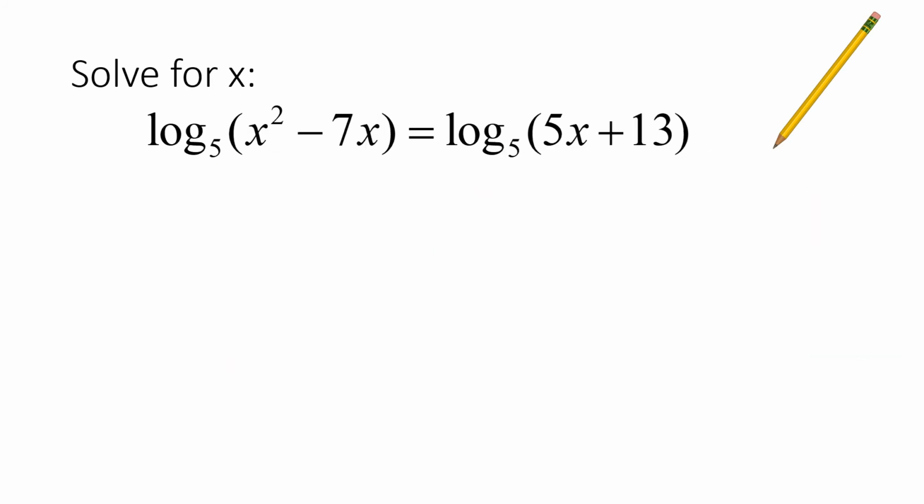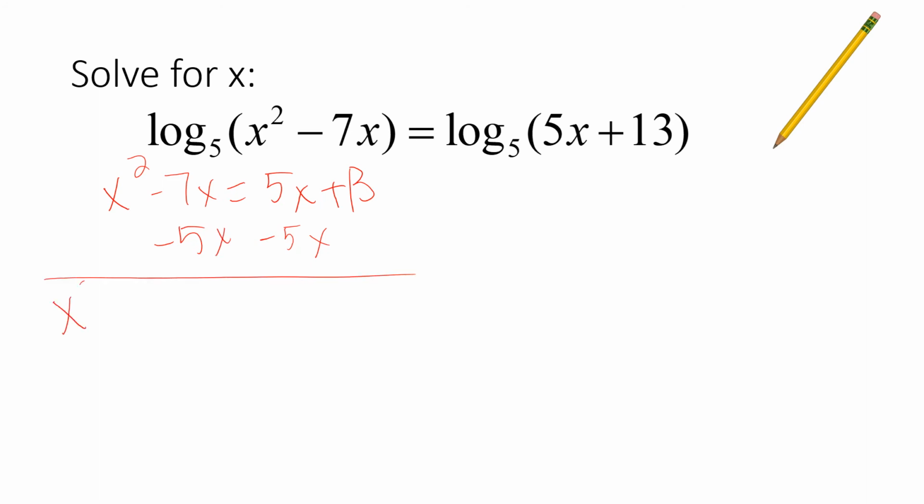Okay, next problem. Same thing, we have log base 5 as a common base, so we're setting x squared minus 7x equal to 5x plus 13. Because we have an x squared, an x, and a number, we're going to have to subtract everything to one side to get it equal to 0.